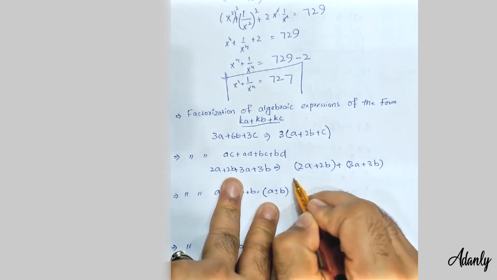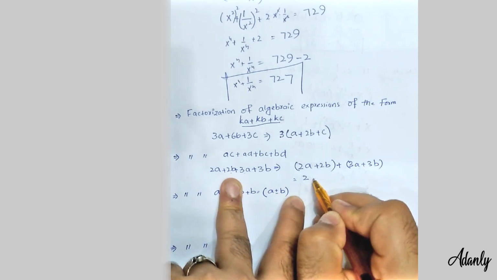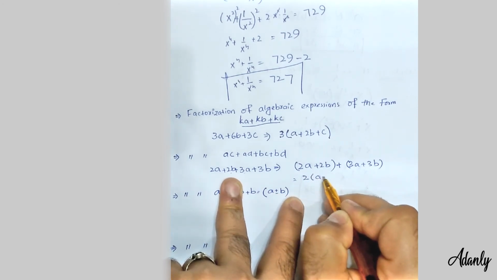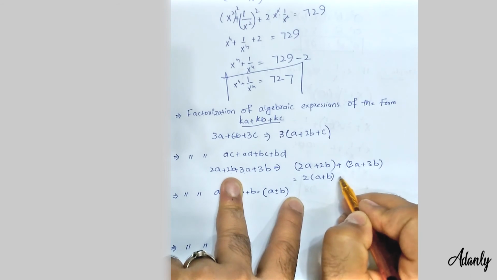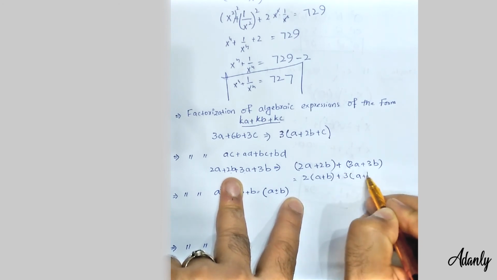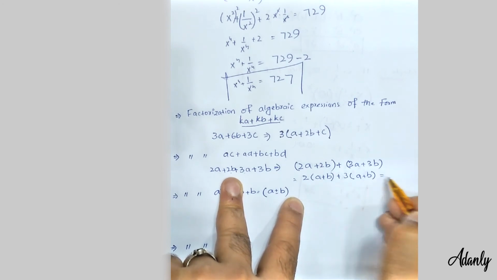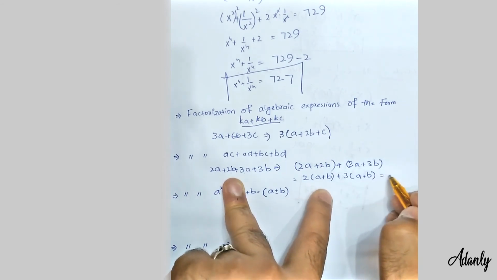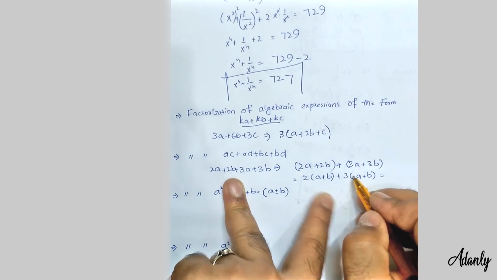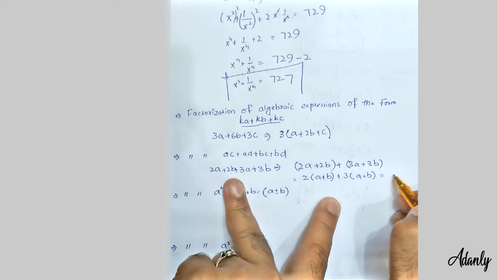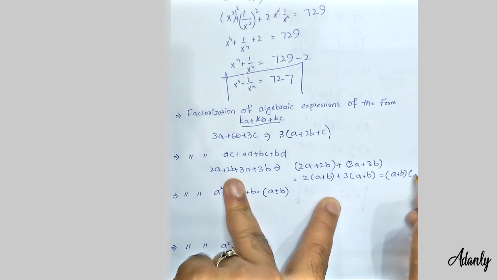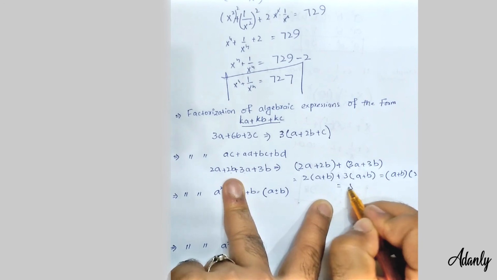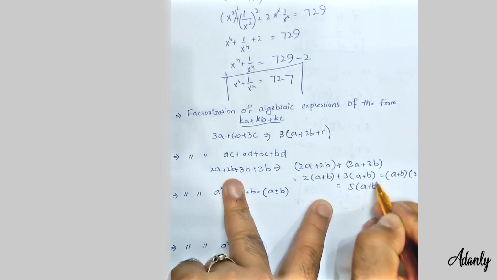Now it's quite simple. Take 2 common from this side, and here we will have a plus b, and take 3 from this side, and we will have a plus b over here. So we can simplify it further like this. Take now a plus b common from the whole expression, like this, a plus b, and take 2 plus 3. Now we have 5 times a plus b.